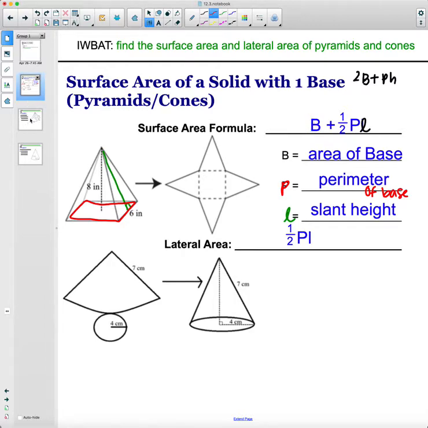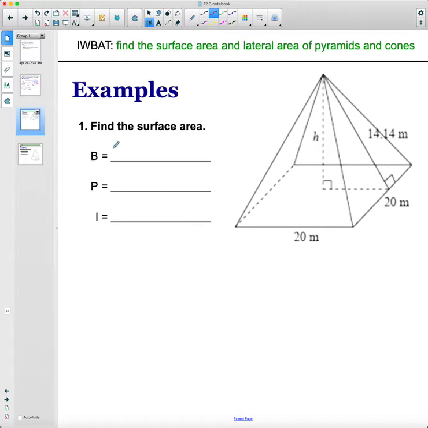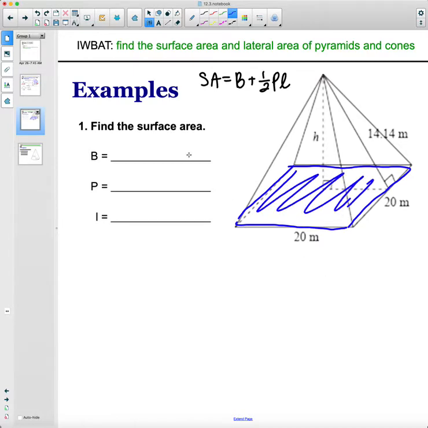All right, so let's take a look at actually doing this. So let's find the surface area. And again, the surface area formula is one base, so area of the base, plus 1/2 the perimeter of the base times the slant height. So area of the base, so identify the base, so here's the base. And when we do the area of it, it's a rectangle, a square in this case. So it's going to be 20 times 20, so base times height. So you get 400 meters squared for the area of that base.